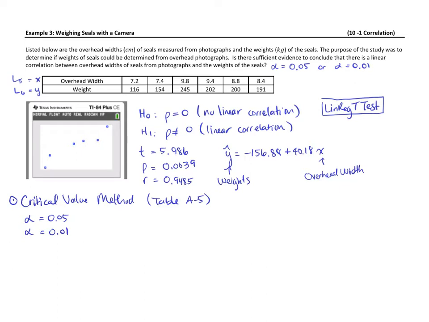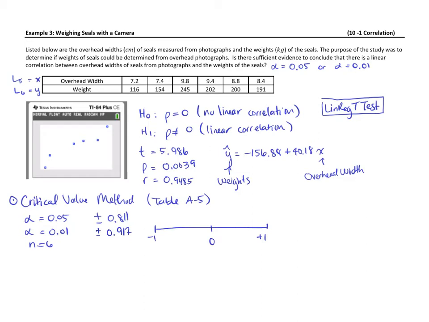So in this particular problem, we have 1, 2, 3, 4, 5, 6. So n is 6. All right, going to the table when n is 6 and at a significance level of 0.05, our critical value is plus or minus 0.811. At a significance level of 0.01 and sample size n equals 6, the critical values are plus and minus 0.917. So let me draw the number line here. Our correlation coefficient is always a number between -1 and +1 with 0 in the center.